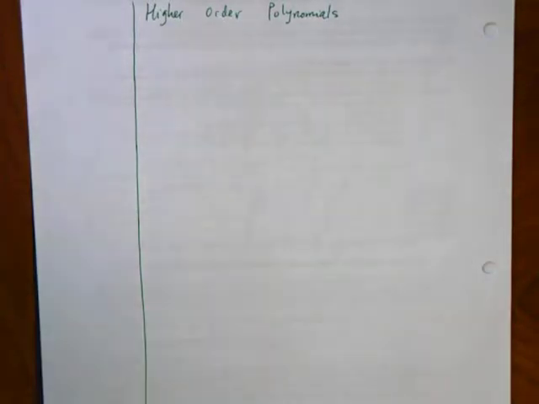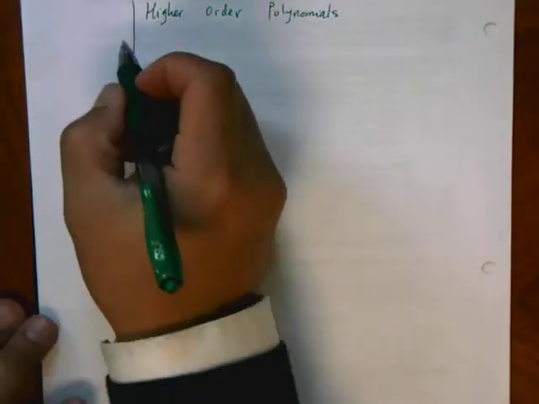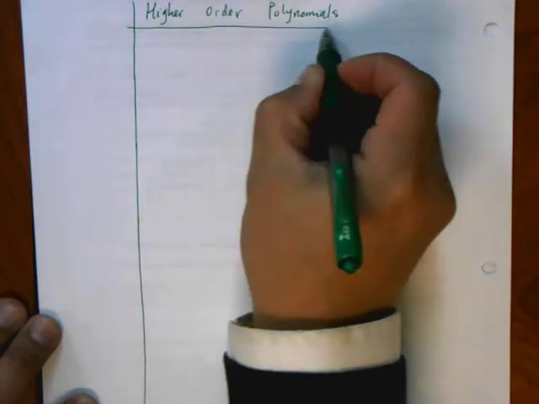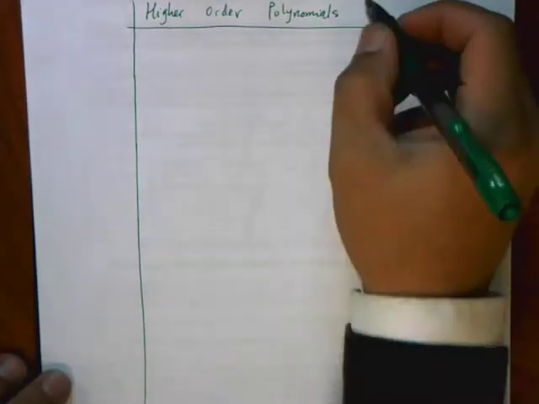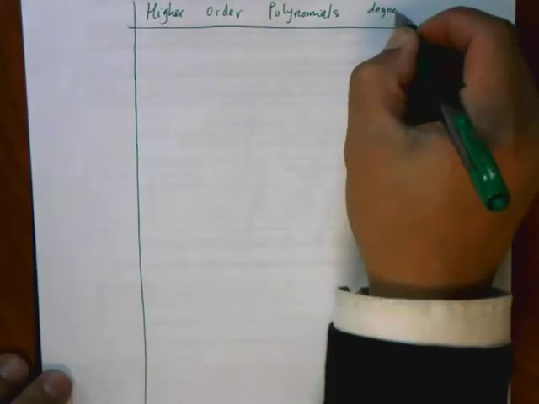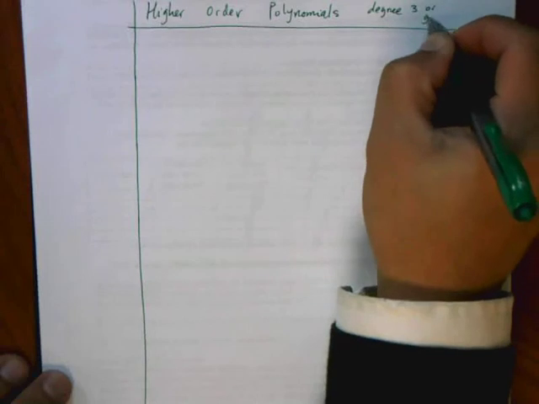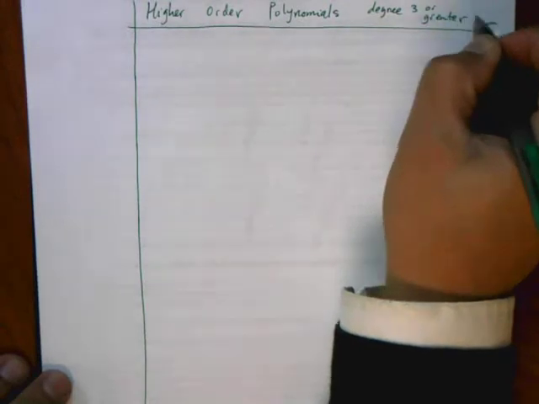Hello pre-calculus students, and welcome to the lesson on higher order polynomials, particularly the behavior of higher order polynomials. And just to start, a higher order polynomial is really just anything of degree 3 or greater. Anything with degree 0 is a constant function, degree 1 is linear, degree 2 is quadratic, and anything 3 or greater we call higher order.